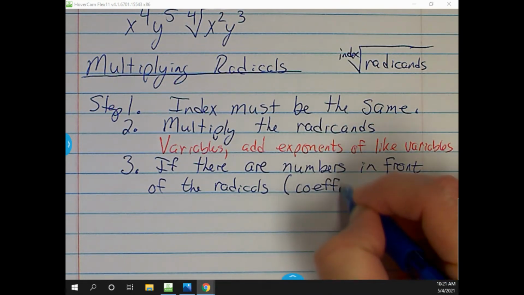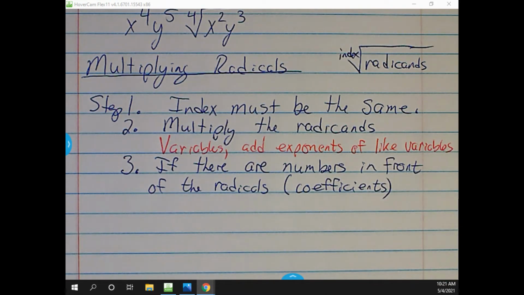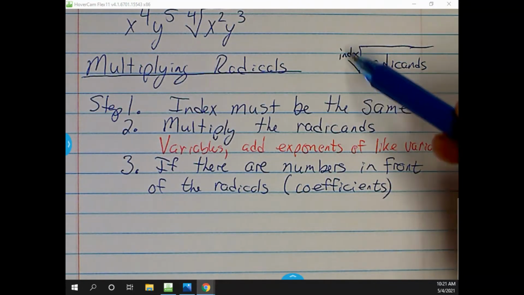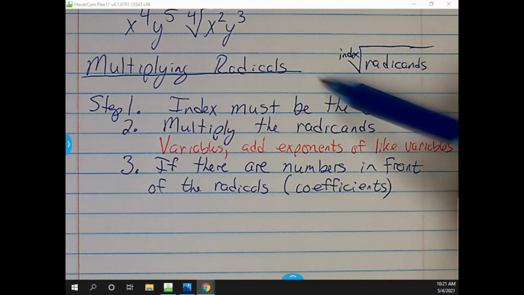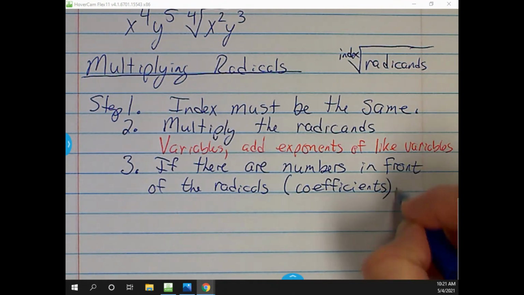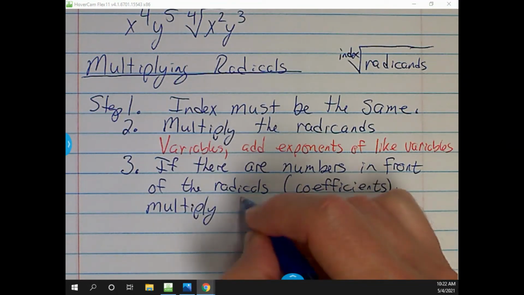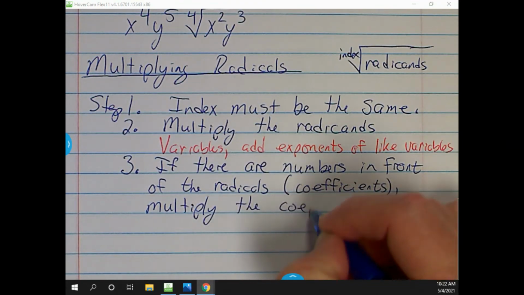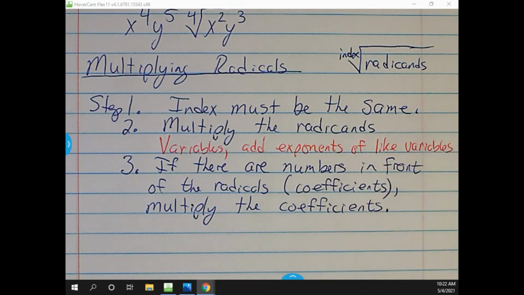and remember, if there are numbers in front of the radicals, we just call those coefficients. Just like if you had 4x squared, 4 would be the coefficient. Same thing with these. You might have 4 times the 3rd root of 5x or something like that. So if you happen to have a number out in front, then you just multiply the coefficients together. You won't get that a lot, but occasionally they'll sneak one in on you where you've got to multiply the coefficients together.